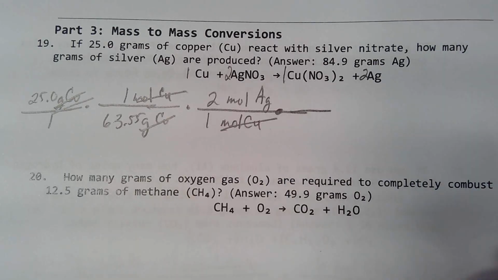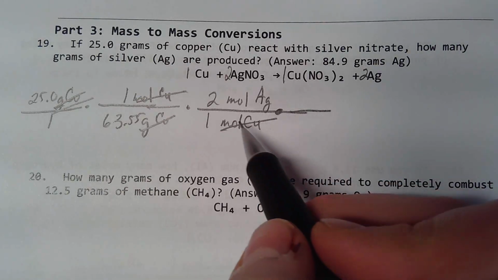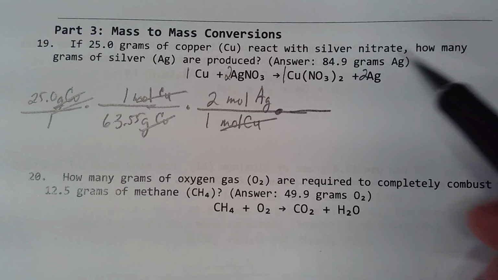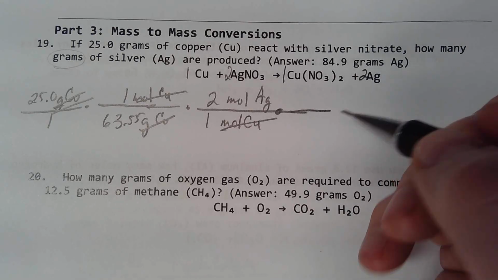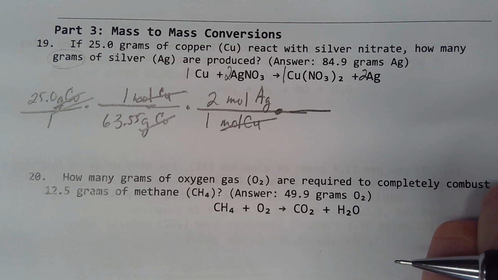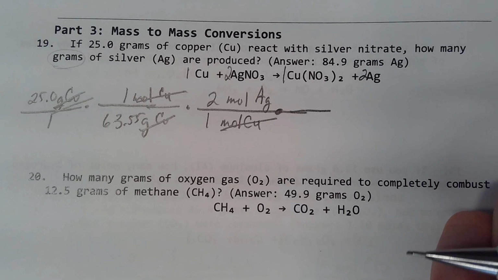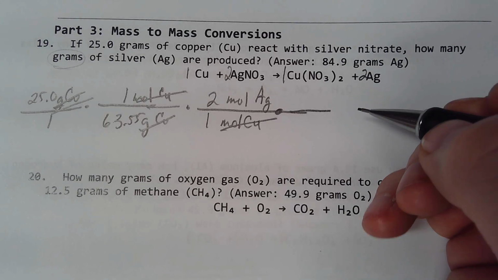The moles of copper now cancels. If I were to stop, I would have an answer in moles of silver, but it's not what I'm looking for because it did say how many grams. So if we have to get that into grams, I again have to use the molar mass. But this time, instead of using copper's molar mass, we're going to be using the molar mass for silver.